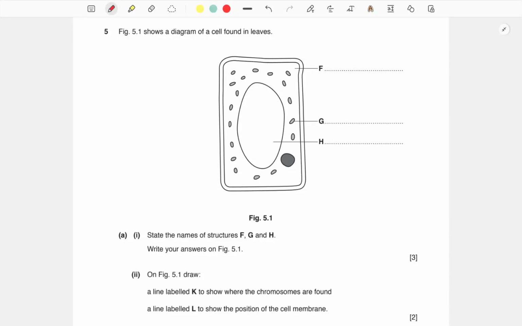This first question asks us to identify structures in plant cells. So F is pointing at the jelly-like substance, which is the cytoplasm. G is pointing at the little discs within the plant cell, which are the chloroplasts. H is pointing at the vacuole, which contains the cell sap to support the plant cell.